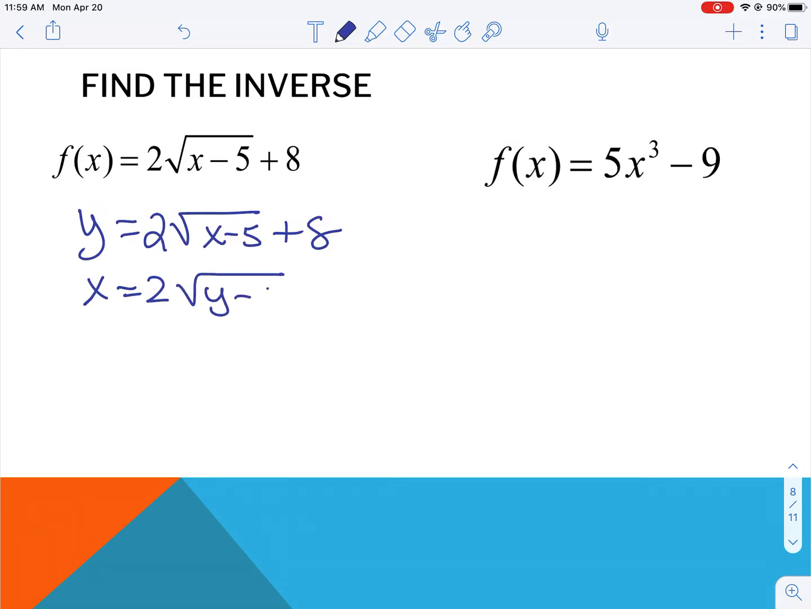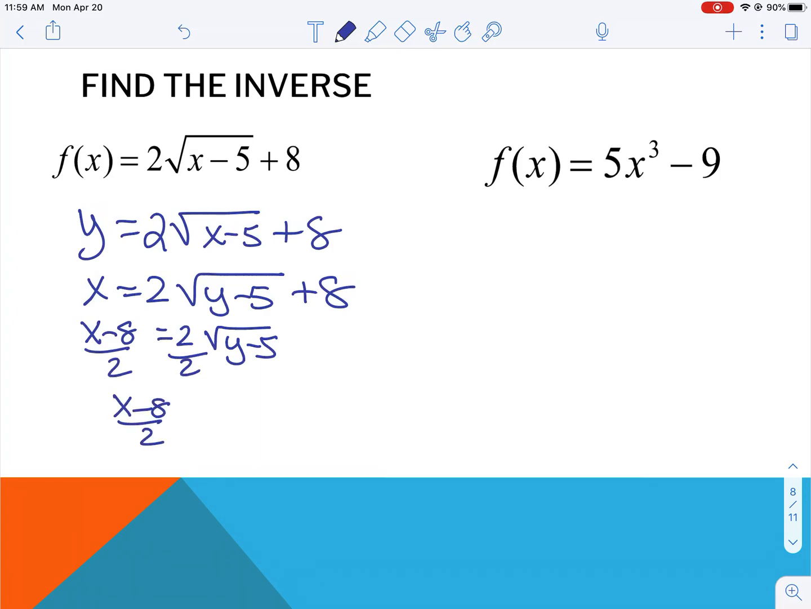Okay, so I interchange the x and y here. Now to get this by itself, remember when we solve radicals, you have to isolate the radical. So I have to start by moving that 8 over. Then I have to get rid of that 2. So what undoes a 2 is dividing by 2.